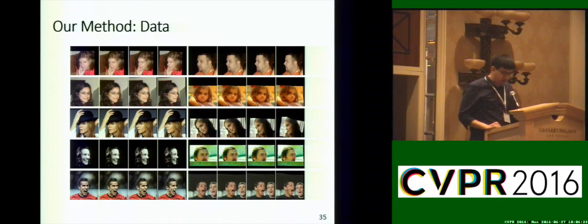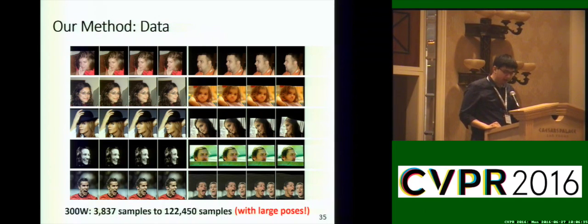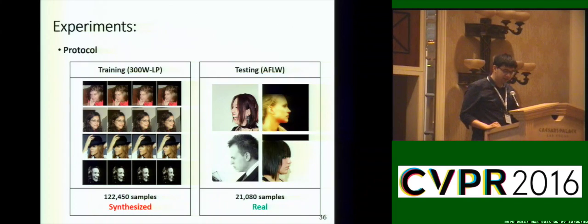In the experiment, we increase the yaw angle at a step of 5 degrees until 90 degrees, enlarging the 300W data size to 120,000 samples. And more importantly, we get labeled data in large poses. Okay, let's see the experiments.